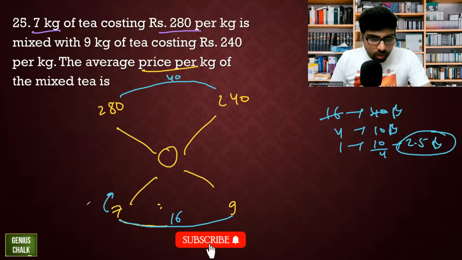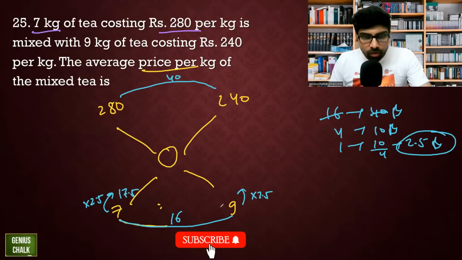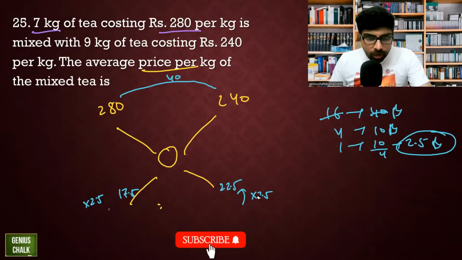So 7 will be equal to 7 into 2.5, and 9 will be equal to 9 into 2.5. So 25 sevens are 175, so this will be 17.5. 25 nines are 225, so this is 22.5. Now our question has changed. So to this 17.5 and 22.5, I'll write here and here.